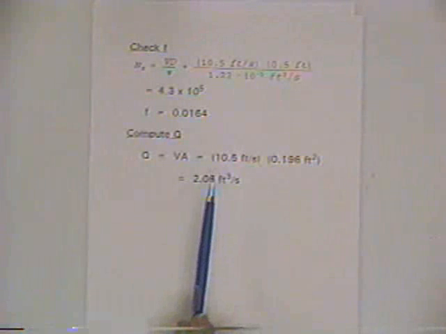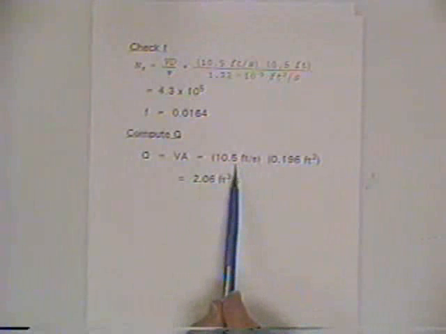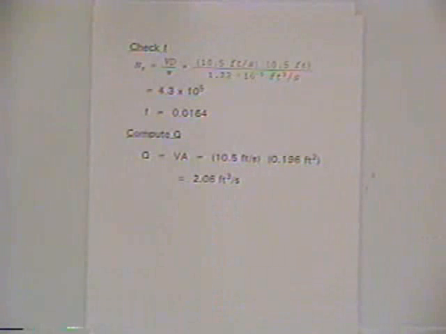We were asked for the volumetric flow rate, the discharge rate. So we multiply the velocity times the area. We'll get a discharge rate of 2.06 cubic feet per second, flowing from one container to the other.